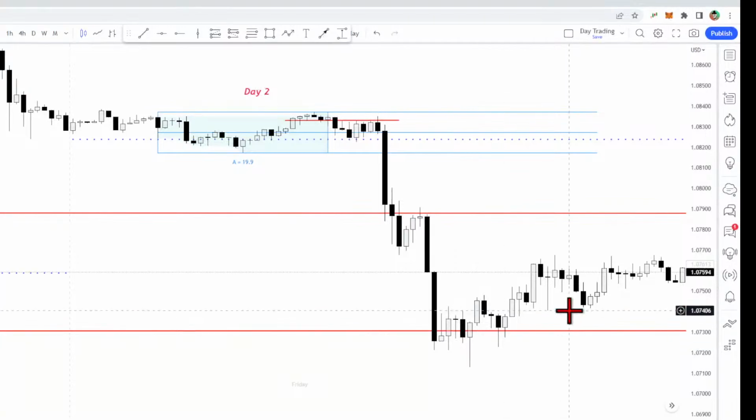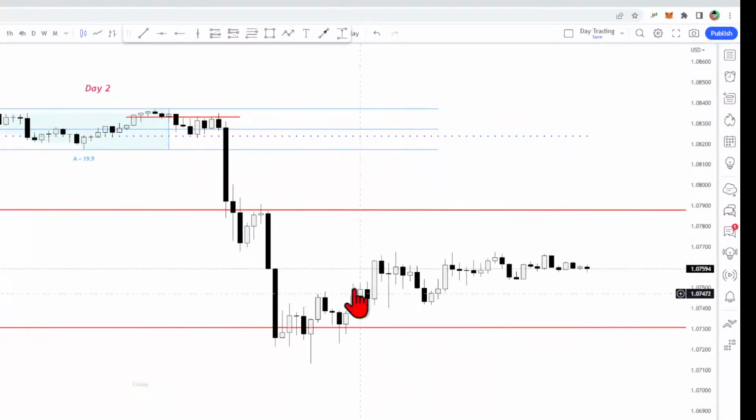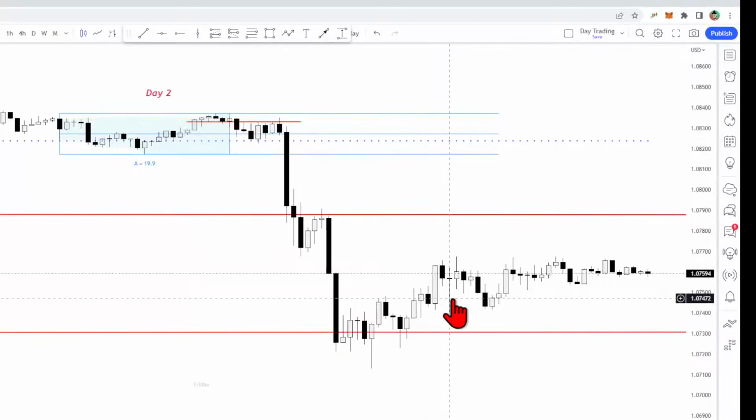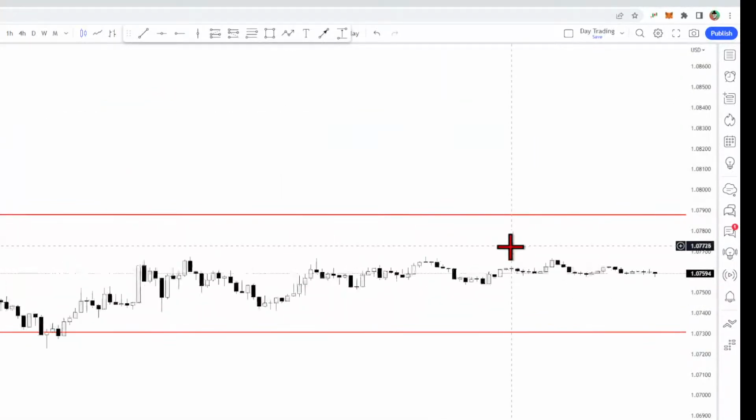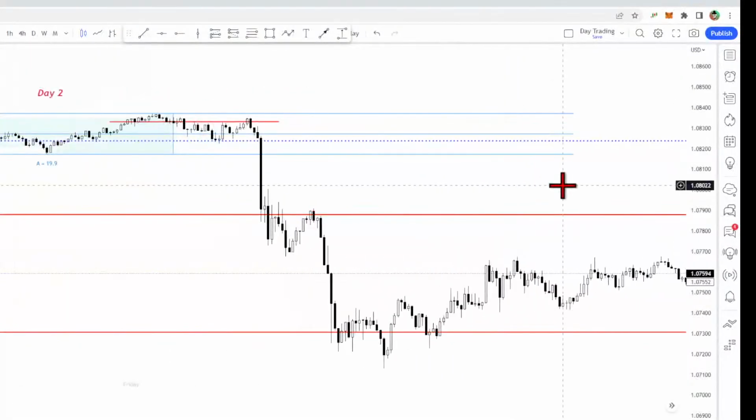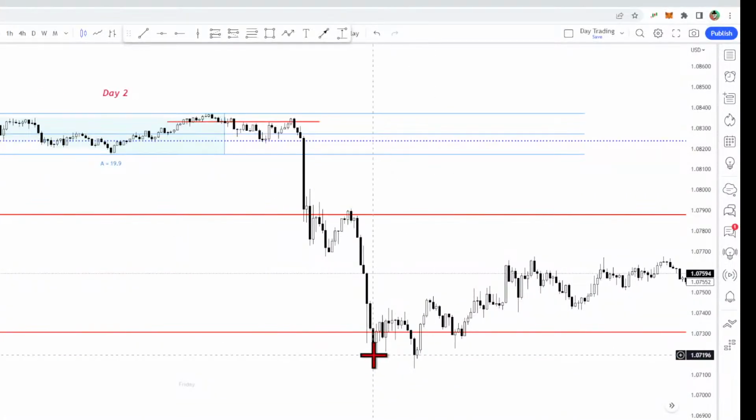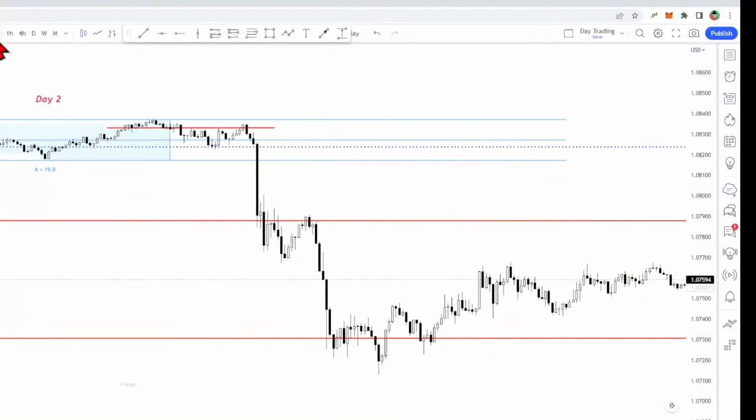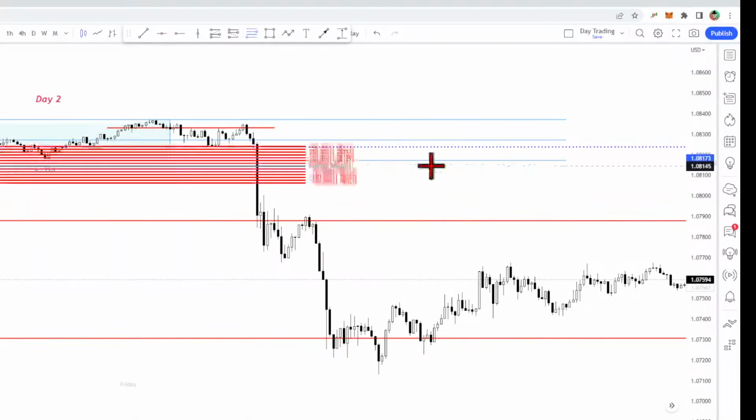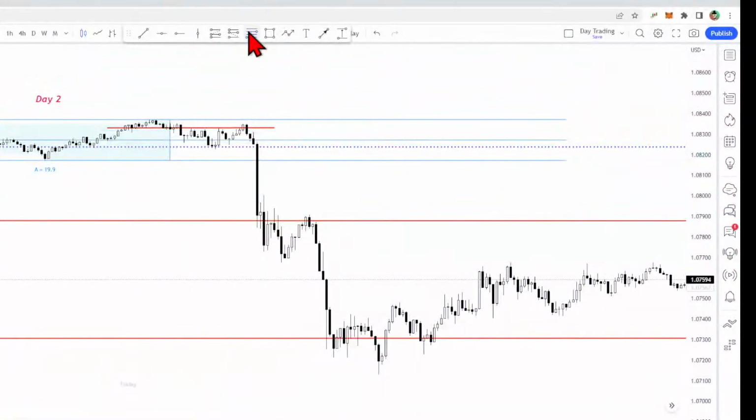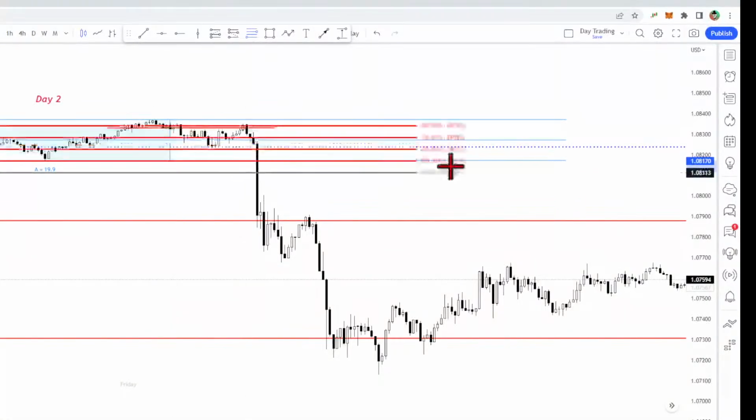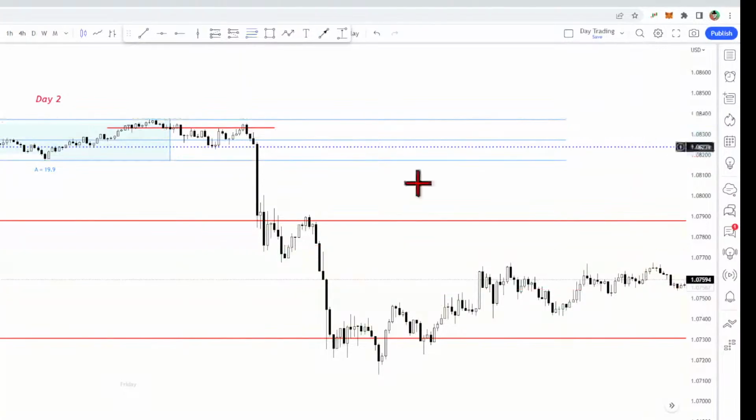Coming into the New York session, how do I know that maybe this is not going to keep going down? I mean, the reality is I don't, okay? What I do have, though, is my range expansion tool to see, have we completed 3 levels using the range expansion tool.